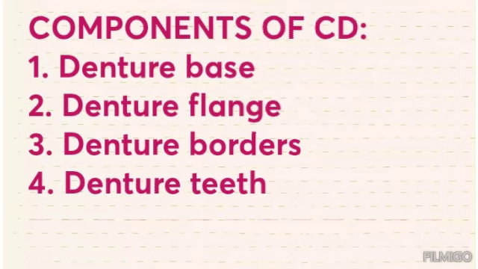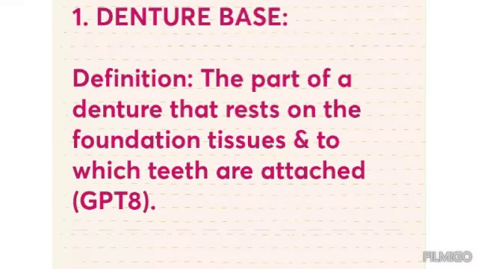What are the components of CD? Denture base, denture flange, denture borders and denture teeth. These are the components of the CD. So first one is denture base. The definition of the denture base is the part of a denture that rests on the foundation tissues and to which the teeth are attached. This definition is given by GPT-8.